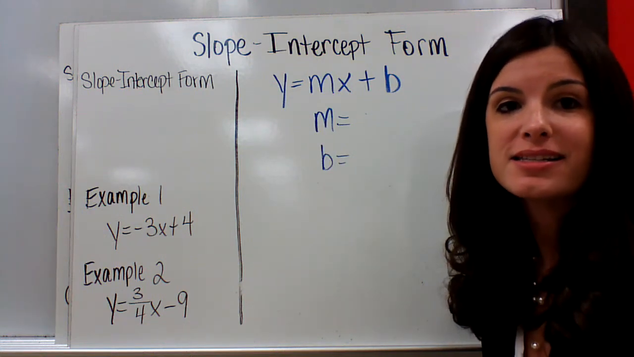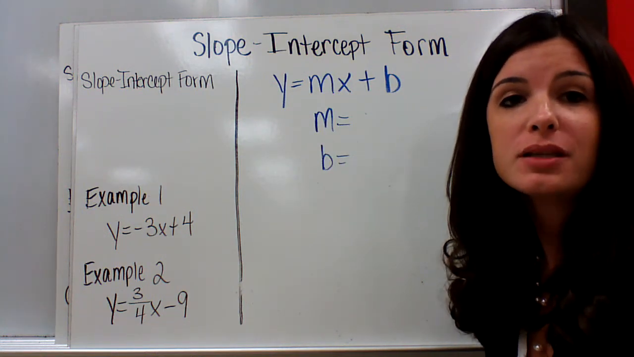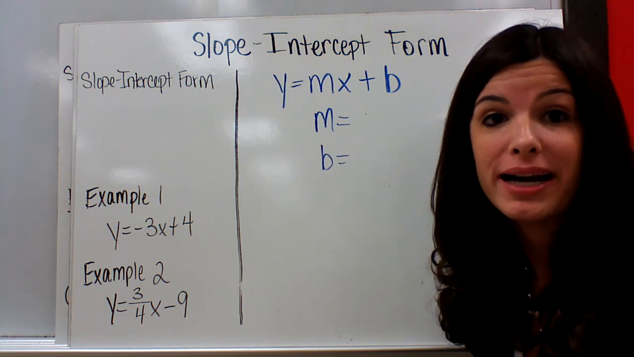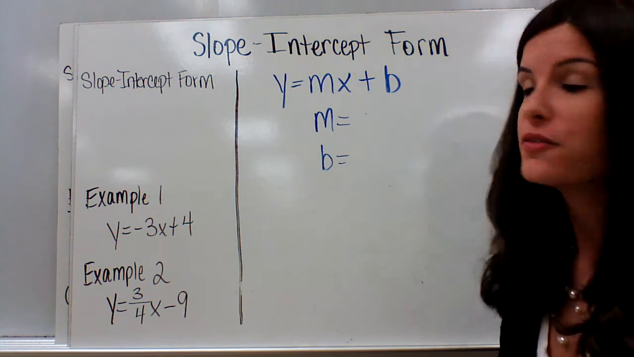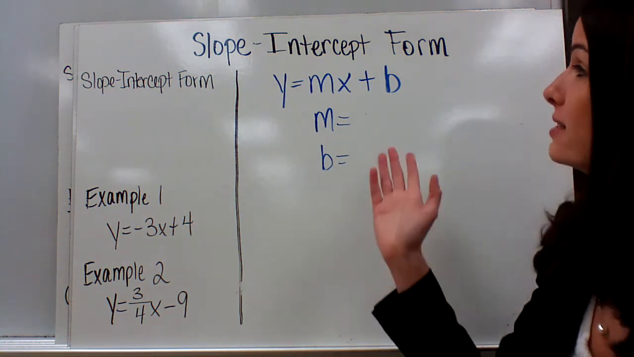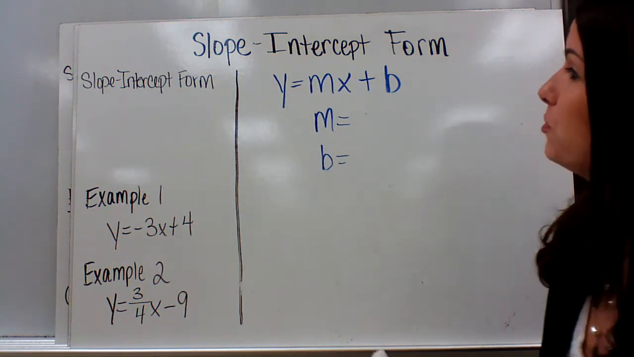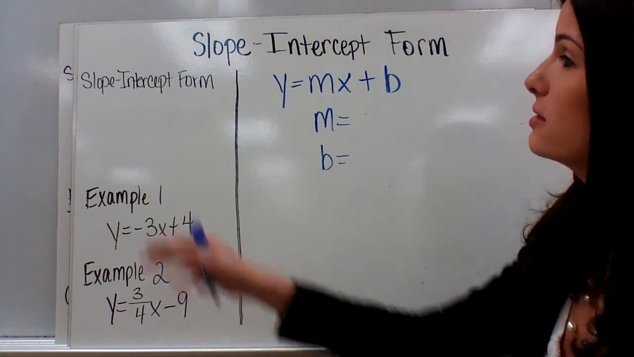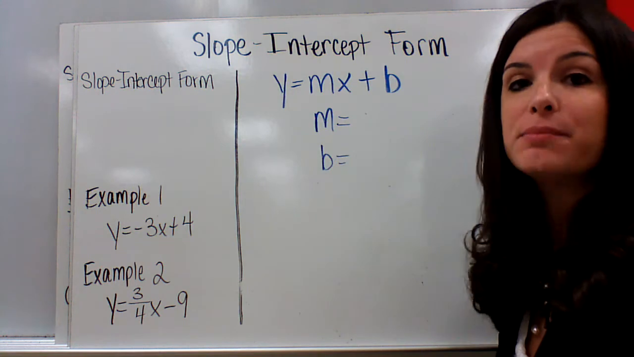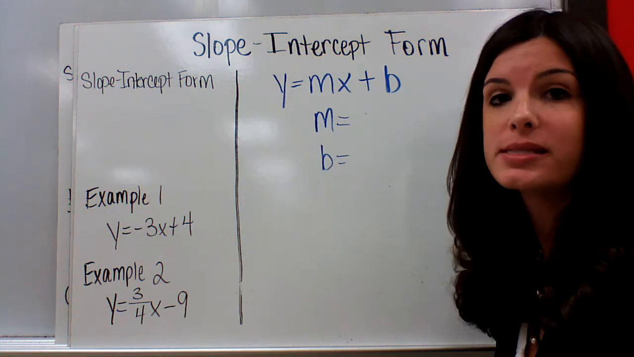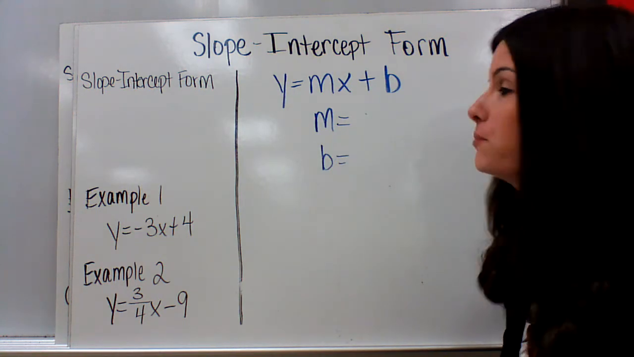The topic for this lesson is slope-intercept form. Slope-intercept form is a way to write linear equations to make graphing a lot easier. So the first thing I want you to put for your notes is the topic, slope-intercept form. And then put that the slope-intercept form is y equals mx plus b. You need to know that. Y equals mx plus b.